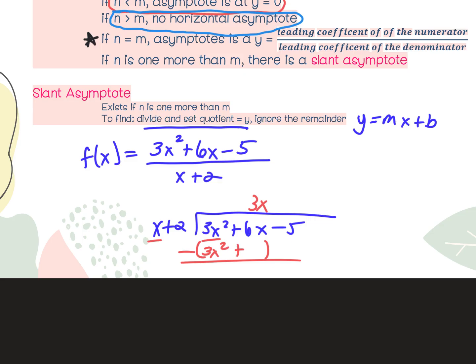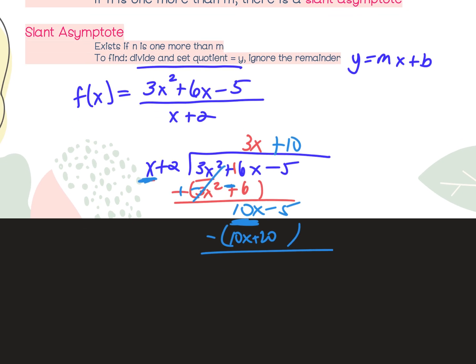Oh, this is terrible. Let's make this 16. It's a bad example. So 3x times 2 gives me 6x. What do I have to do before I subtract? Distribute, distribute, distribute. So what's 16 minus 6? Okay, so then I have 10x minus 5. And then I go first term into first term. X times what gives me 10x? Okay, so plus 10. So get your subtraction ready. 10 times x is 10x. 10 times 2 is 20. And then what do I do? Distribute, distribute, distribute. So I'm left with negative 25, right?